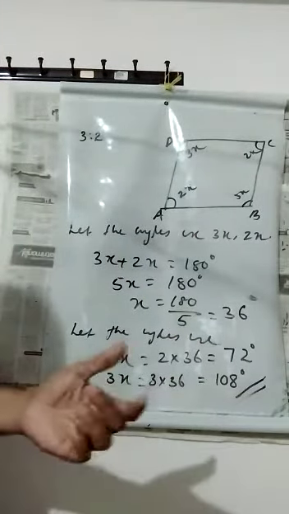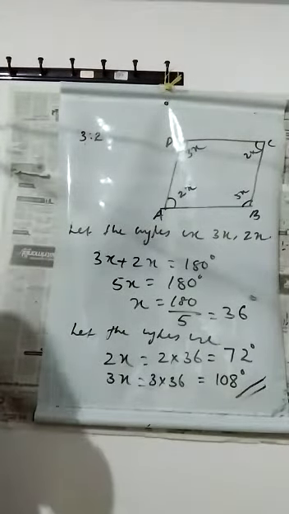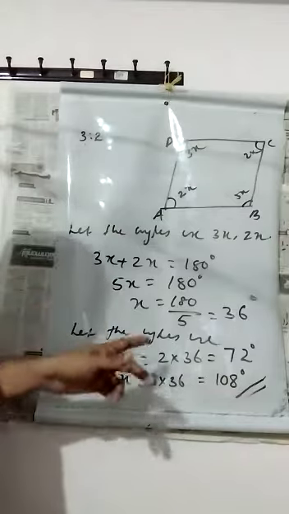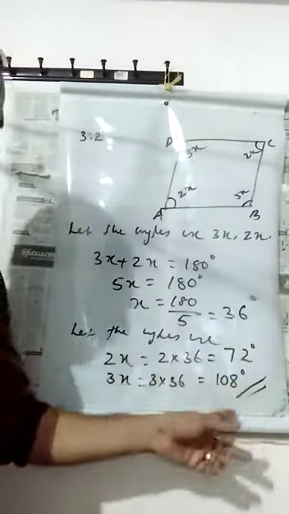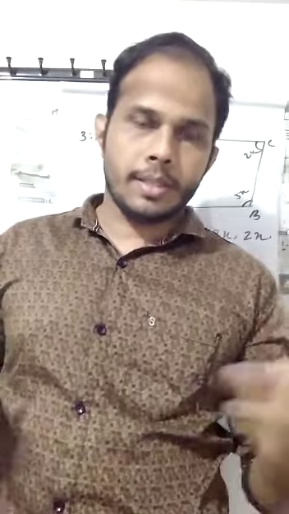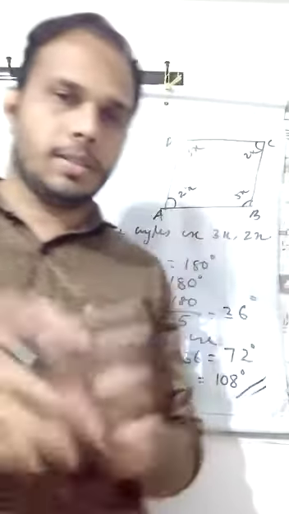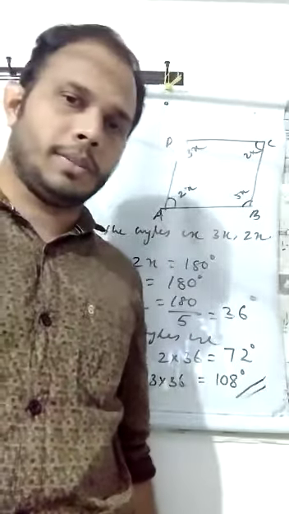So we calculated each and every angle of the parallelogram. The angles are 108, 72, 108, 72. You can use this method. Otherwise, the sum is 360 degrees and opposite angles are equal, and that you can also use. I hope that you understood this concept.